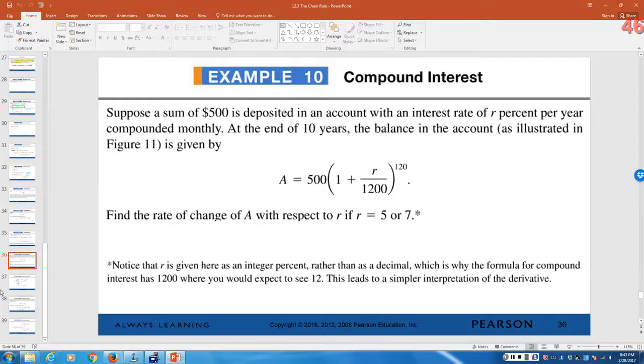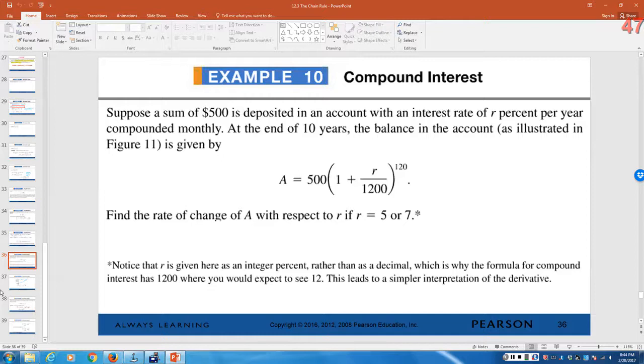Okay, let's get the last one out of the way. It's a compound interest problem, so hopefully it makes more sense. Suppose you have a sum of $500 deposited in an account with an interest rate of R% per year, compounded monthly. There's chapter 5 coming back to haunt you. At the end of 10 years, the balance in the account is given by A equals 500. Remember, this is just your compound interest formula.